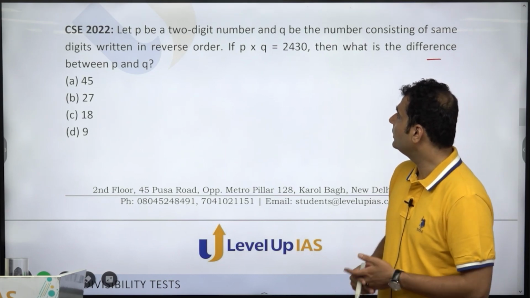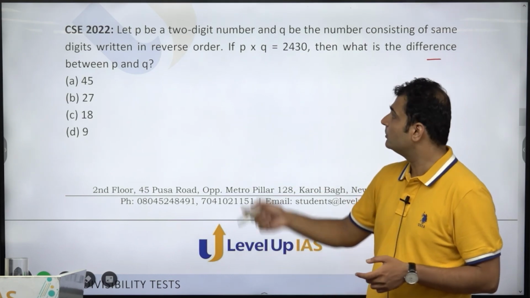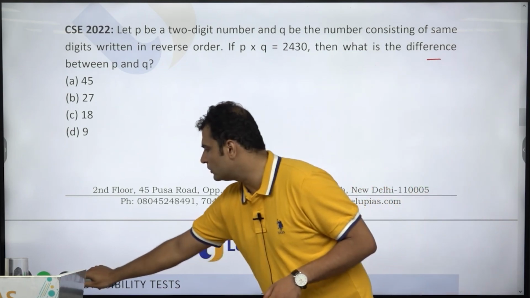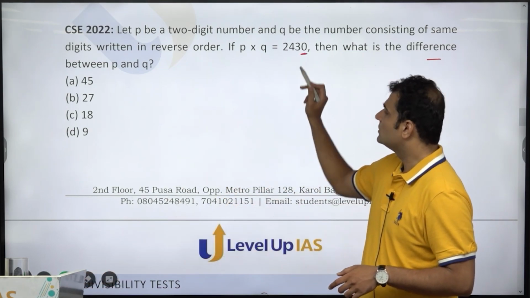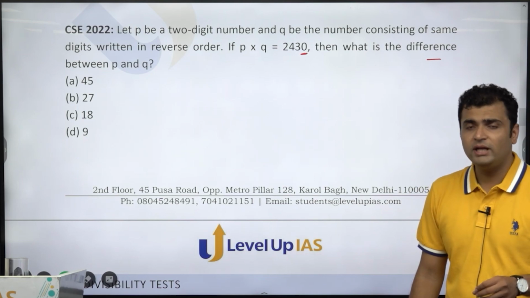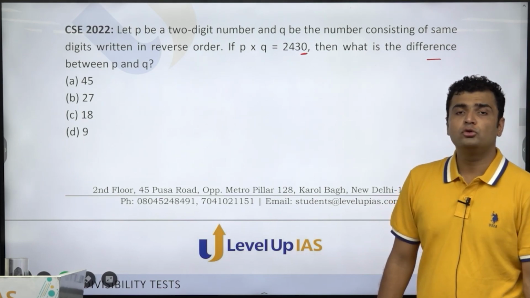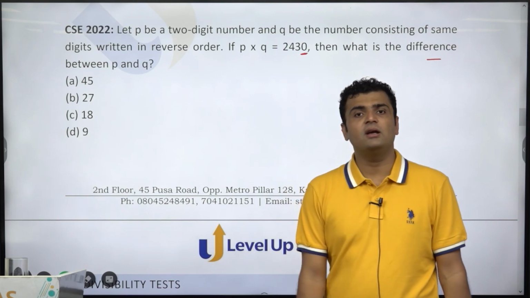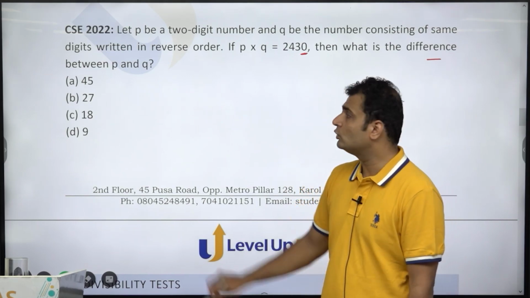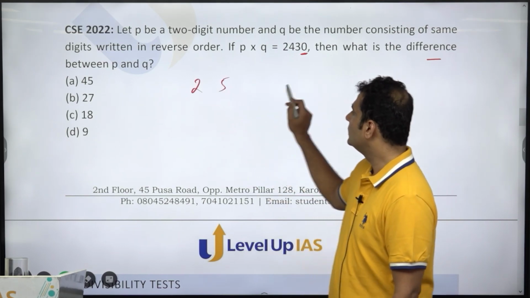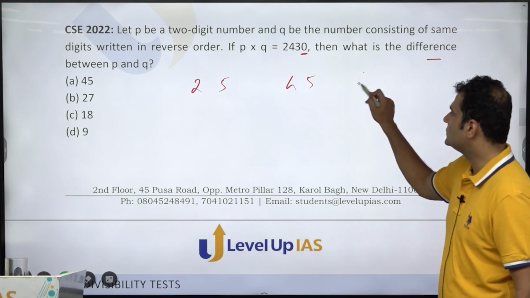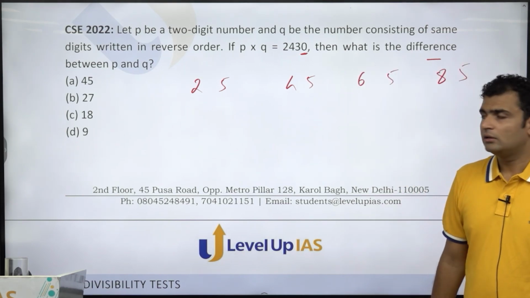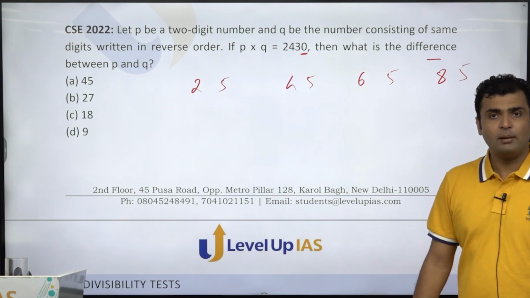We have a number and its reverse, and the product is 2340. If you look at this 2340, the 0 means 10 is a factor. Now, when you multiply two things, when does 0 come at the end? When those two are 2 into 5, 4 into 5, 6 into 5, and 8 into 5. These are the only possibilities. Otherwise 0 will never come at the end.